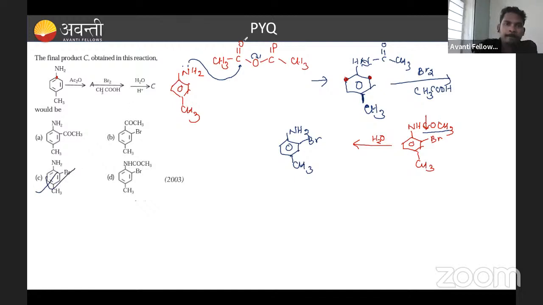Everyone understood this? So we can say this is the method to protect this bond. How did we do it? We add this one with this, and we'll get this. After that, due to the bromination, we added at the ortho position. After the ortho position, we do the hydration, hydration in acidic medium. We will have this one, so the correct answer is this. Everyone understood this? Shall we go? Okay, let's go to the next question.